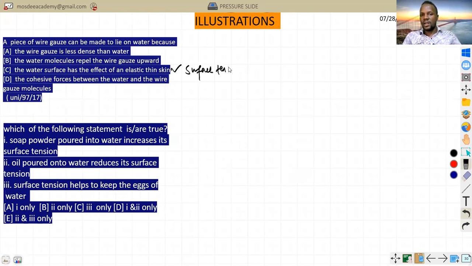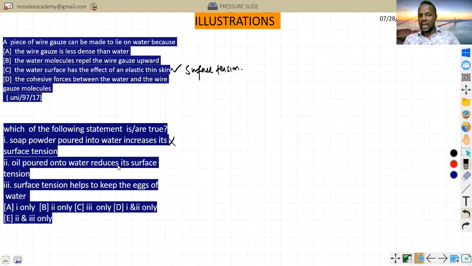That's the answer. The next question is: which of the following statements is or are true? We have a multiple choice question. It says soap powder poured into water increases surface tension. This is absolutely jargon. Why is it jargon? Impurities lower surface tension. We move on.